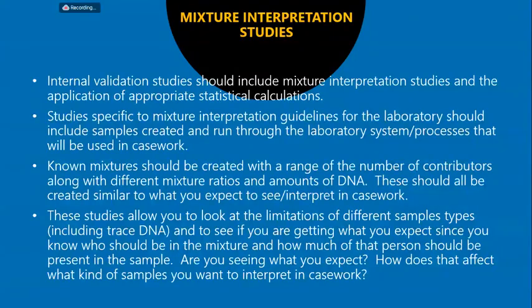And then these studies will allow you to look at the limitations of the different sample types, which would include trace DNA or samples that have low amounts of DNA, to see if you're getting what you expected, because you know who should be there and you know how much you put into that sample. So if what you're putting in is what you're seeing, then you know that your lab system is working how you want it to. Next slide.